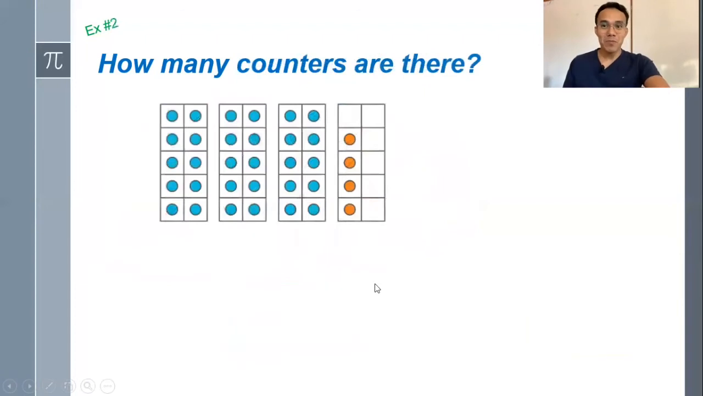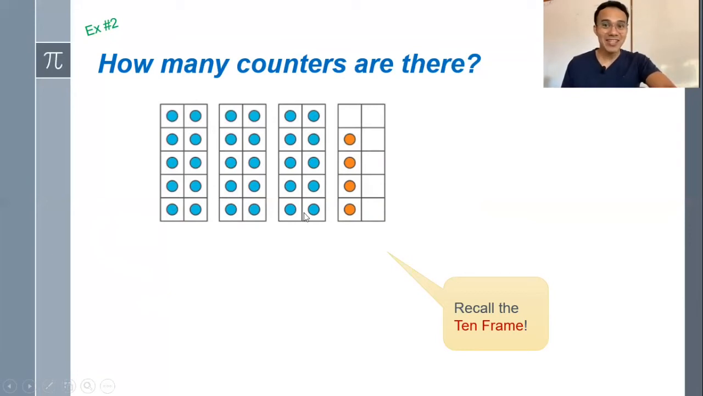Let's have our example number 2. How many counters are there? What do you observe in the given? If you are able to notice the 10 frames, then congratulations, because in this given, we have 4 10 frames. So we have to recall that 10 frame. Remember that if the 10 frame is full, just like in this example, there are 10 objects or there are 10 counters. So my question now is, how many counters are there in the first 3 10 frames altogether? I'm talking about the blue counters.